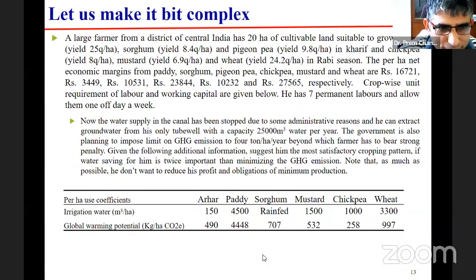So what are the given irrigation water requirements? Sorghum doesn't require water because it is rain fed, and paddy requires the highest water, that is 4,500 cubic meters per hectare. These are the water requirement or water use coefficients, and the global warming potential in CO2 equivalents. These are the GHG emission factors. So can you do it? Now, can you formulate the LP?